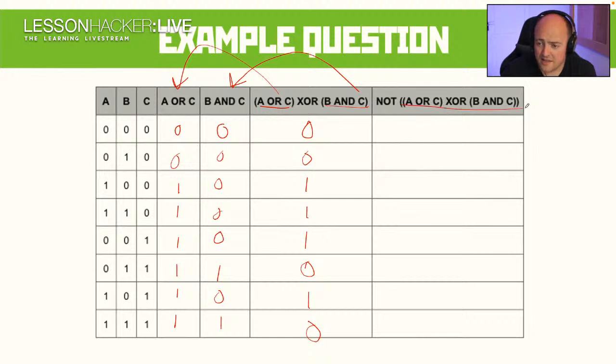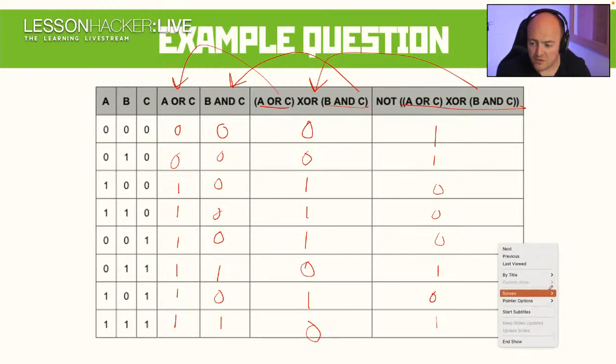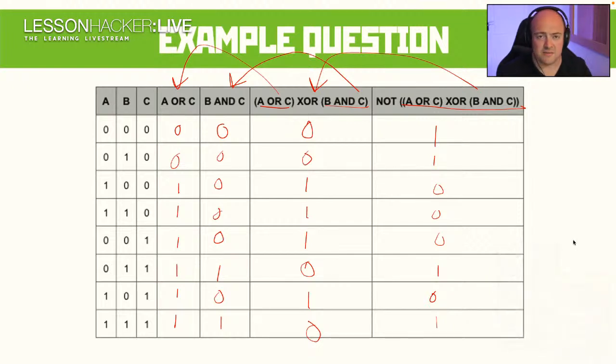The last thing, this chunk here is this column. So we're doing not this column. It's just the opposite. 1, 1, 0, 0, 0, 1, 0, 1. Nice and easy, nice and straightforward. You can repeat that as much as you want. And those questions tend to come up at the start of the paper for a number of marks.